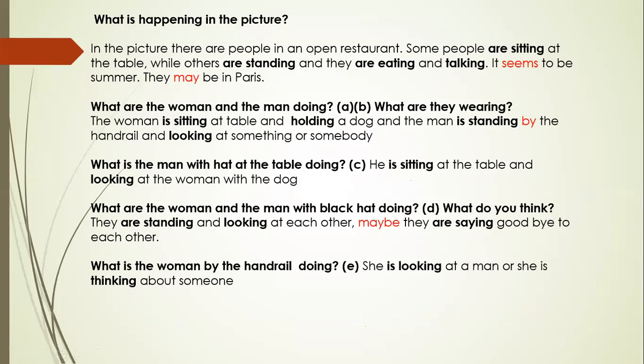So the first question is, what is happening in the picture? The question is in present continuous. So if the question is in present continuous, I am going to use present continuous for the answer. So you can write something like that. In the picture, there are people in an open restaurant. Some people are sitting at a table while others are standing and they are eating and talking. It seems to be summer. They may be in Paris.